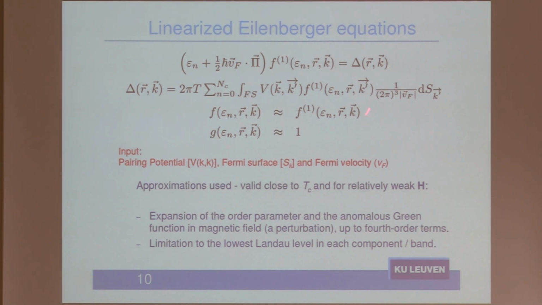So actually, this is the anomalous Green function. It depends on this. Okay, probably I will not enter into these details. What is important here is that to use this equation, you need to know the pairing potential, you need to know the Fermi surface, and you need to know the Fermi velocity at all points on the Fermi surface. And then we basically use this to calculate first, the most simple, the second critical field.